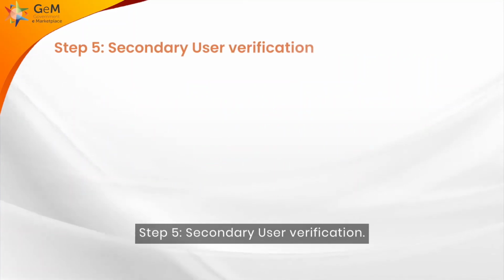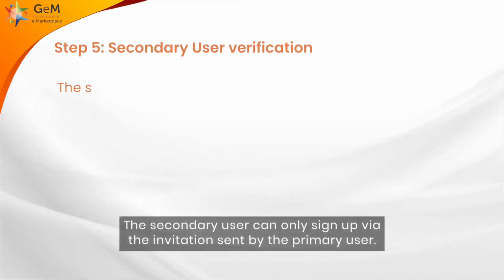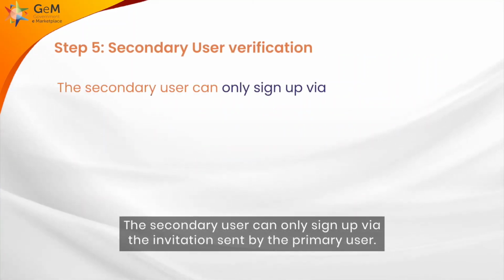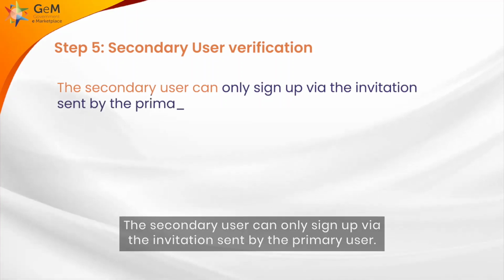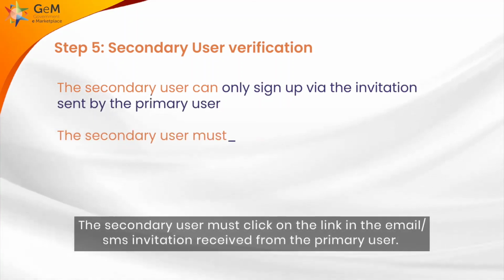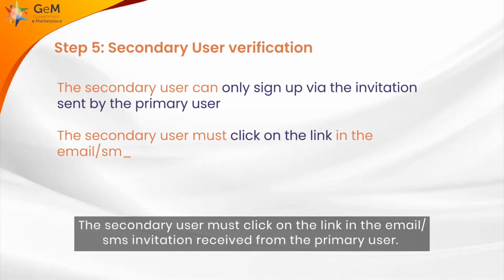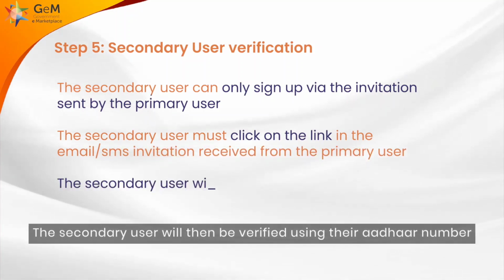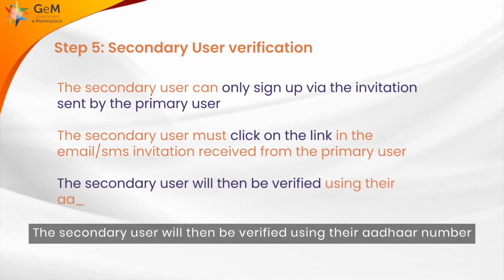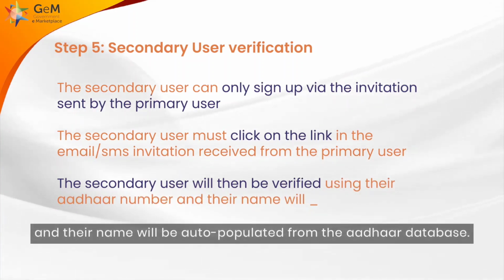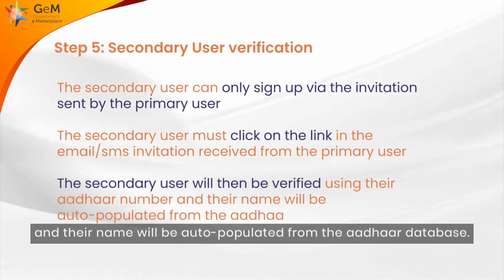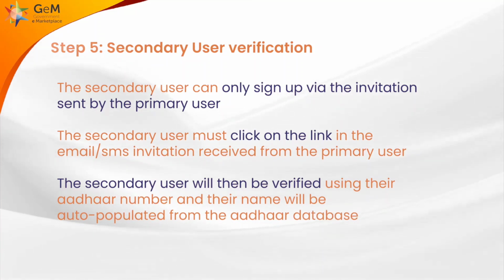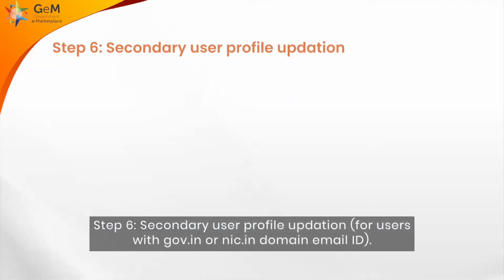Step 5. Secondary user verification. The secondary user can only sign up via the invitation sent by the primary user. The secondary user must click on the link in the email or SMS invitation received from the primary user. The secondary user will then be verified using their Aadhaar number, and their name will be auto-populated from the Aadhaar database.